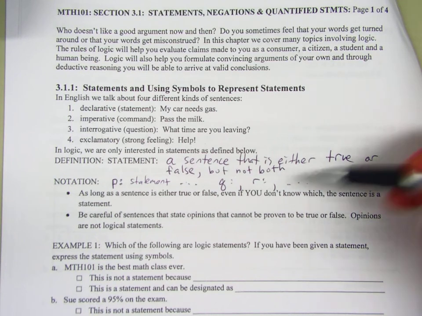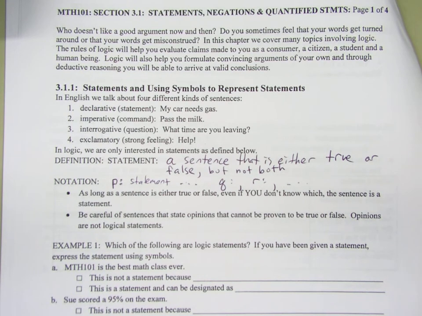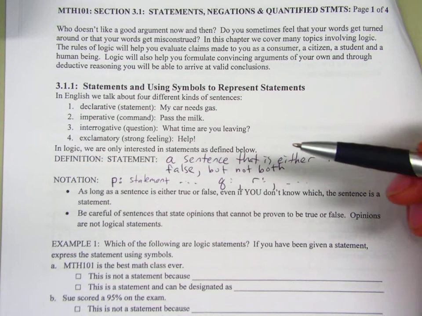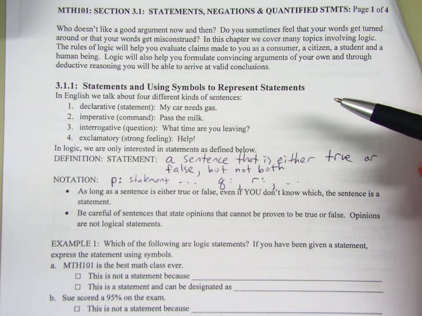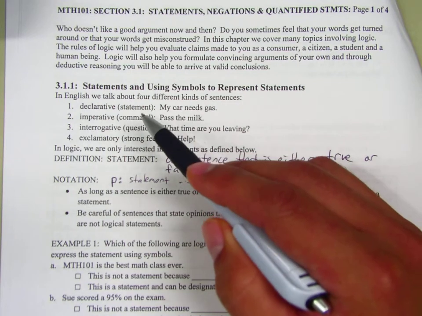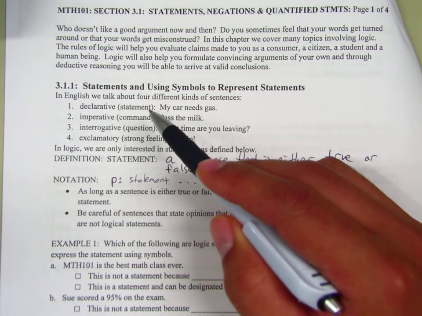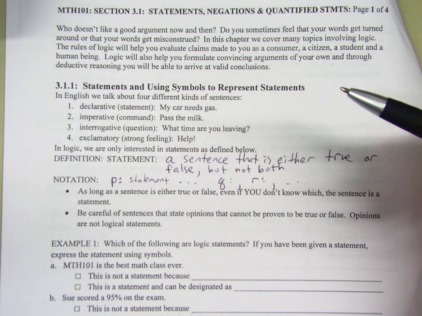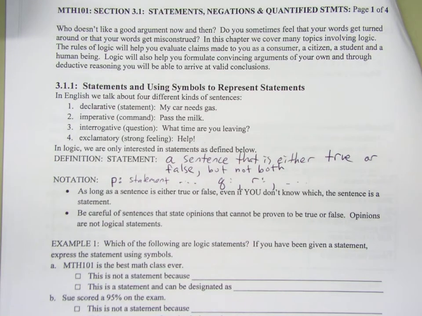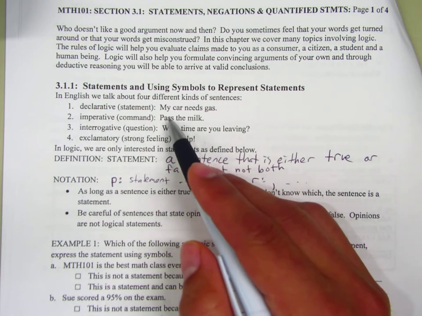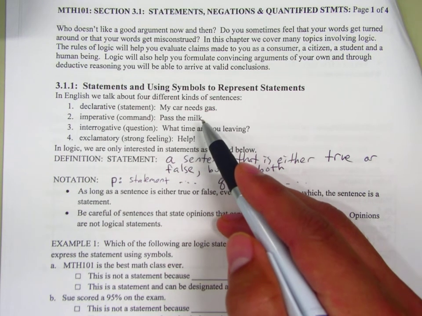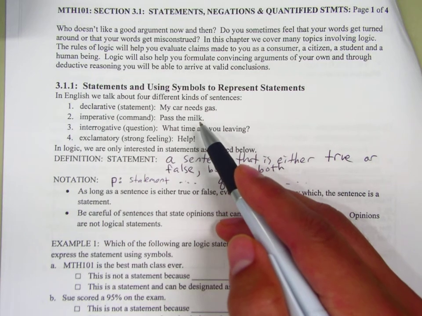So before we go through this example together, okay, here we have 4 different sentences. Okay? One of them is a statement. The other ones are considered not statements at all. Okay? And the easiest way to remember whether something is a statement or not is ask yourself, my car needs gas. Well, either it does or it doesn't, right?